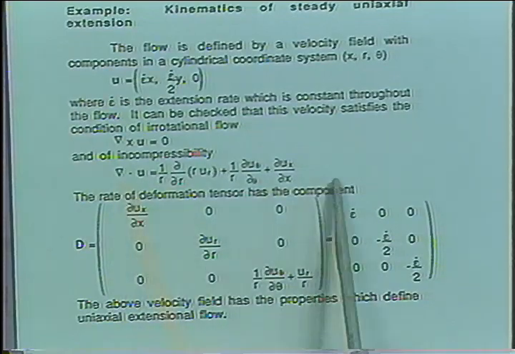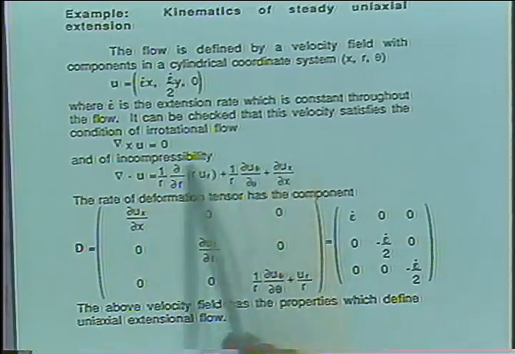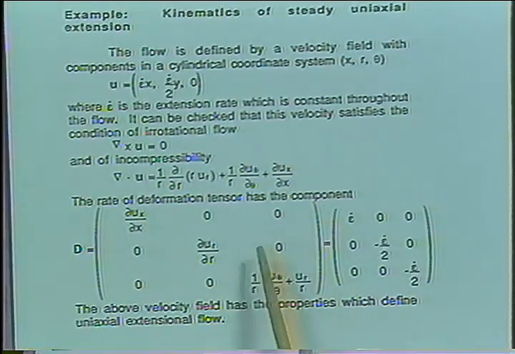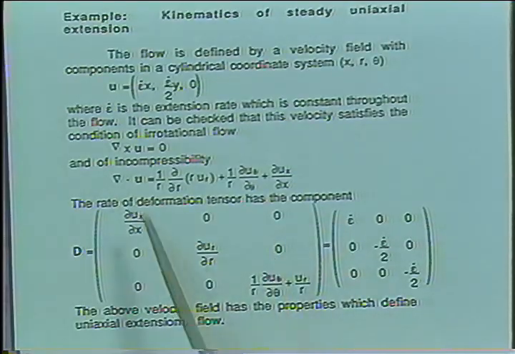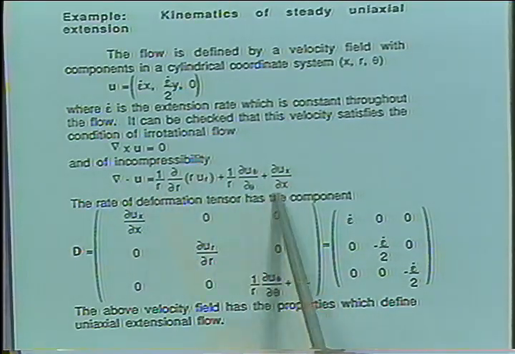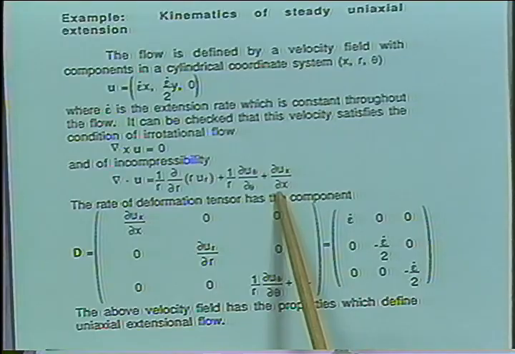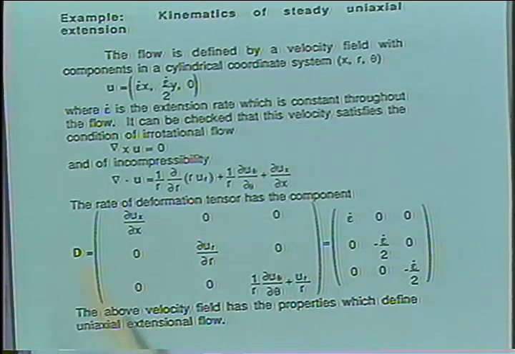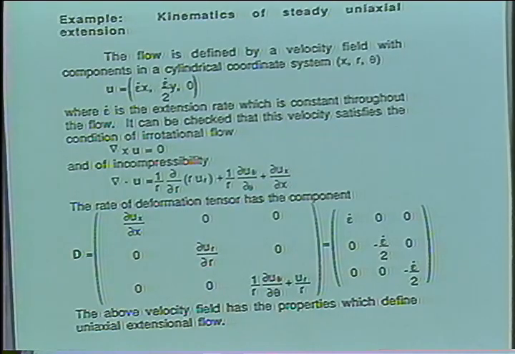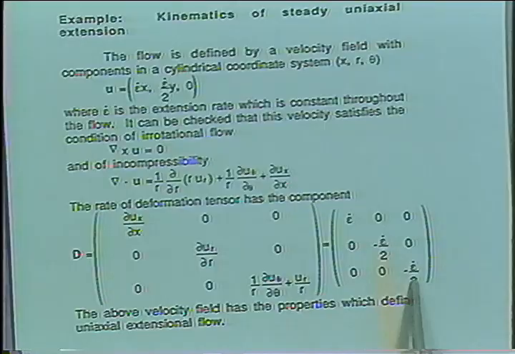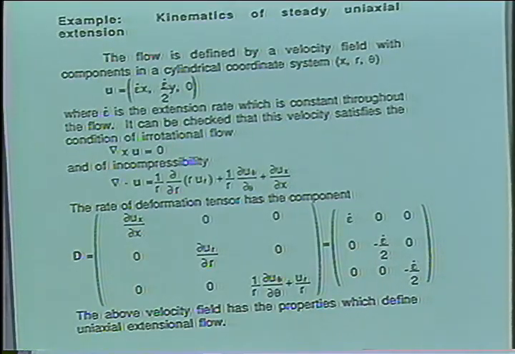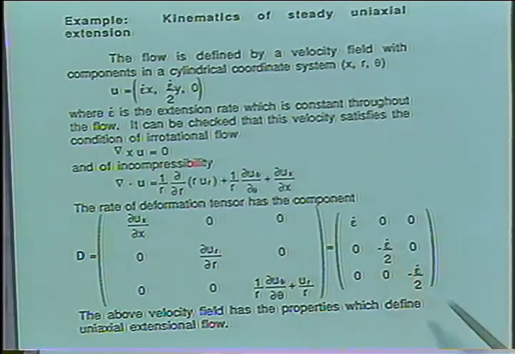The velocity gradient now in curvilinear coordinates, the divergence of the velocity, is given as such, and this is equal to 0 at constant density. The rate of deformation tensor has those components, and you can see it's given by the extension rate, and the 2 and 3 components, as expected due to symmetry, compensate for the stretching in one direction.